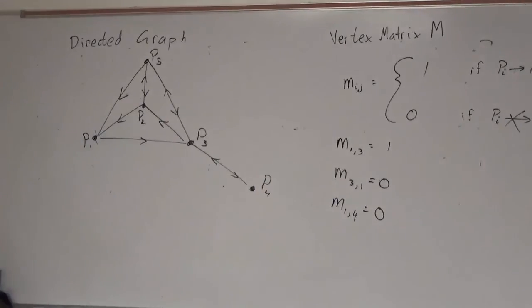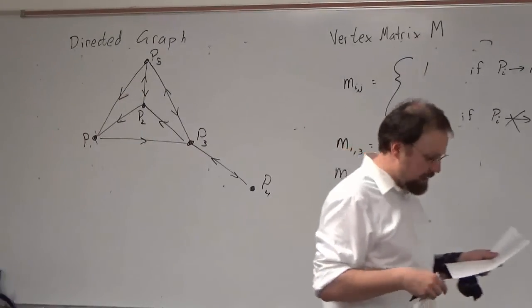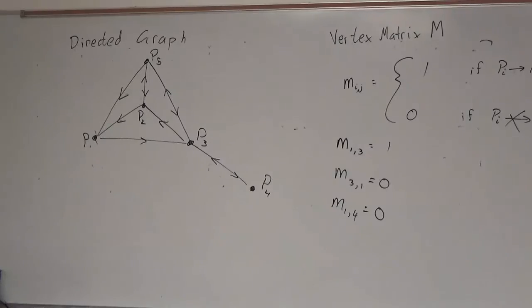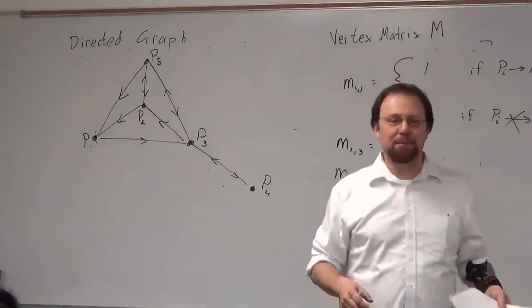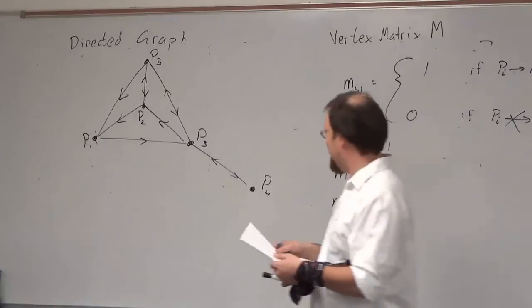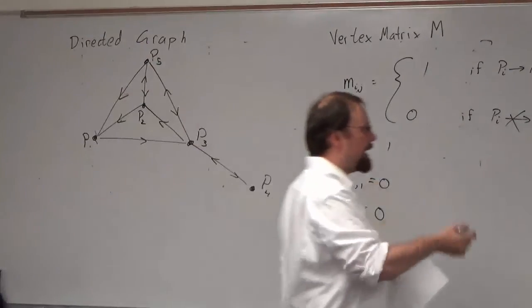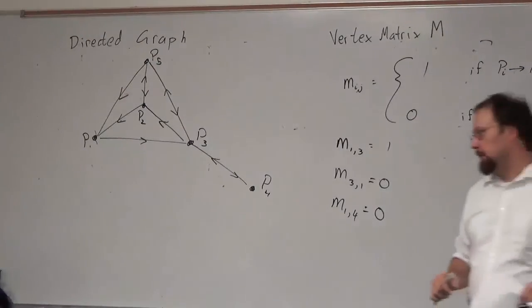So what will M cubed tell me? It's the number of 3-step paths from a vertex to a vertex, M to the 4th, and so on. That's graph theory, but I don't know what else to say about that. That's all there is. So you can compute higher and higher powers.